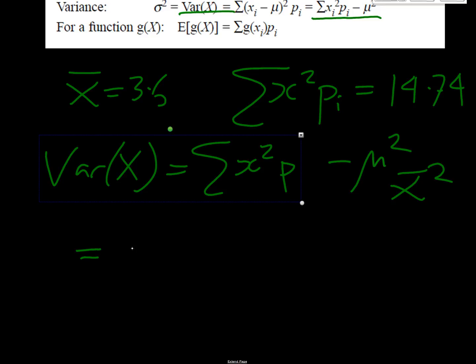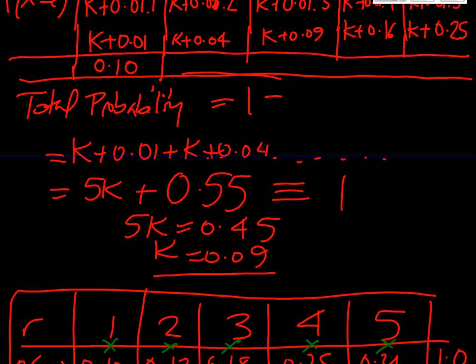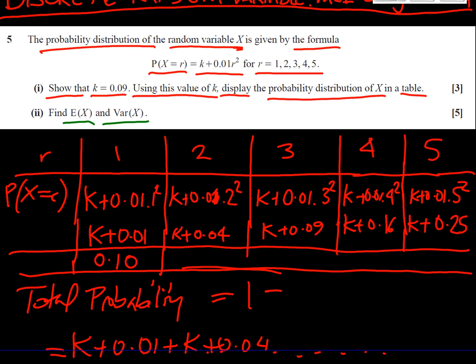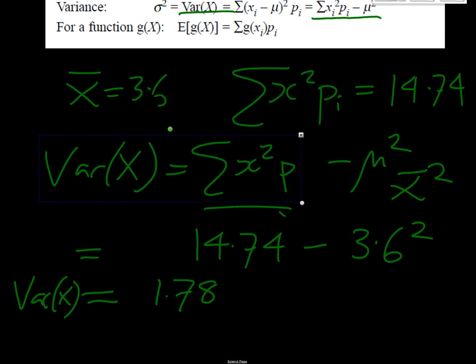So let's get our variance of x. Well, we know what the first part is, that's the 14.74, and we've got to take away from it our mean 3.6, and that's squared. So the result is 1.78. There we go. So that's our variance of x. So with calculators that was pretty straightforward. How many marks did we get for that? We got 5 marks for doing that. If you did it manually, it could take an age, so don't do it manually, go the other way.